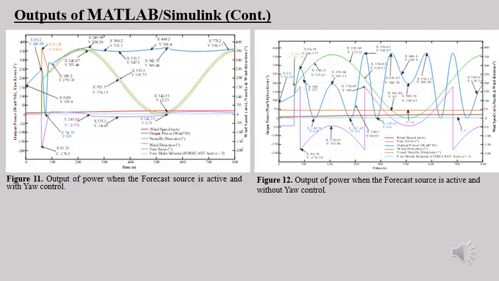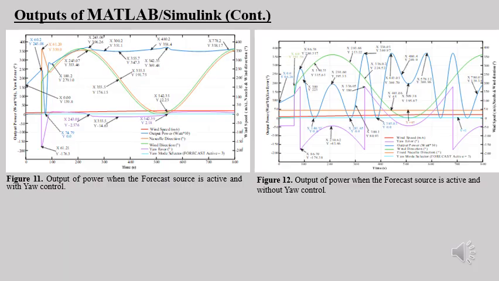Figure 12 demonstrates the forecast source active but without yaw control. When yaw control is off, the nacelle stays fixed at 45 degrees, so it cannot rotate to follow the forecasted wind direction. In the first 60 seconds, all direction signals remain near zero due to lack of updated forecast, and power changes only with wind speed.